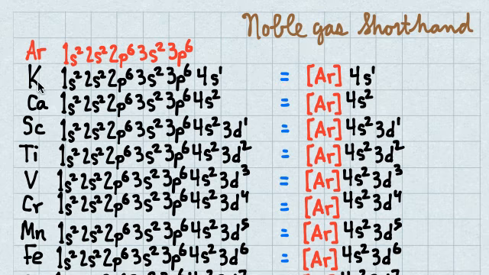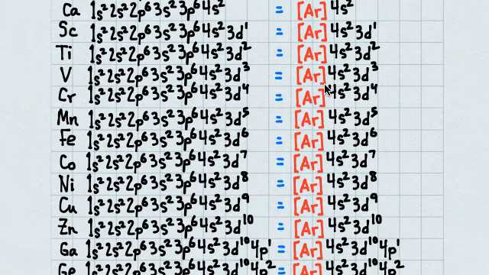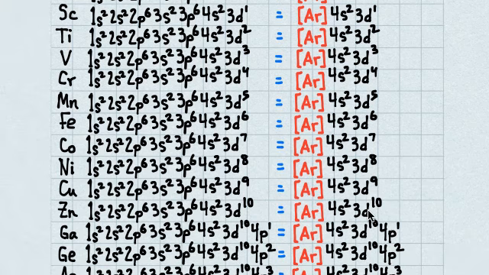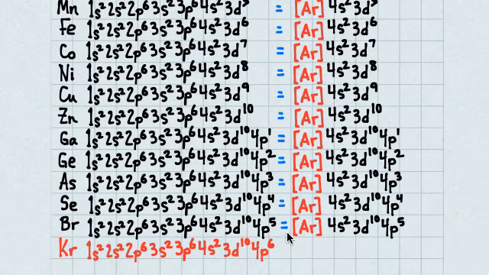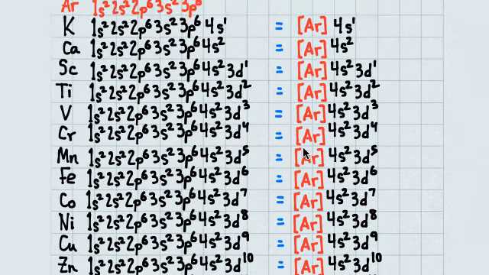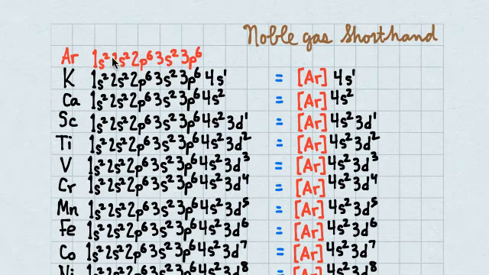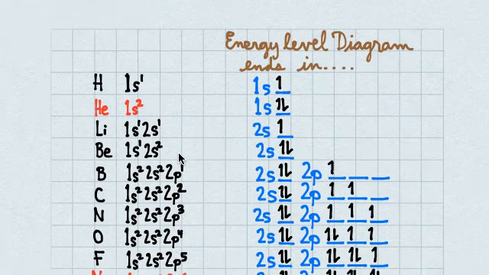After argon comes potassium, calcium, scandium, and I'm just adding electrons into the orbitals. If you don't see a pattern there, take some time to look at it. It's a cool pattern. After all the d orbitals are filled in, I go back to the 4p orbitals, and I finally reach krypton, the next noble gas, and I could continue on from there. So argon in square brackets saves you from having to write this. More examples.